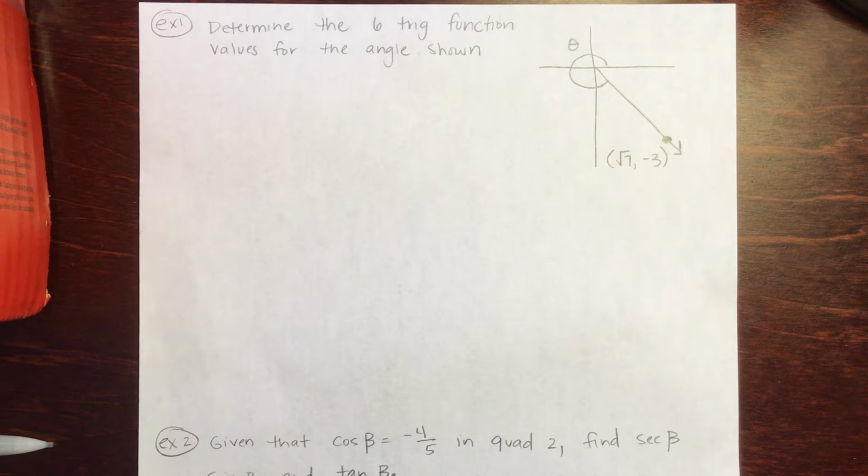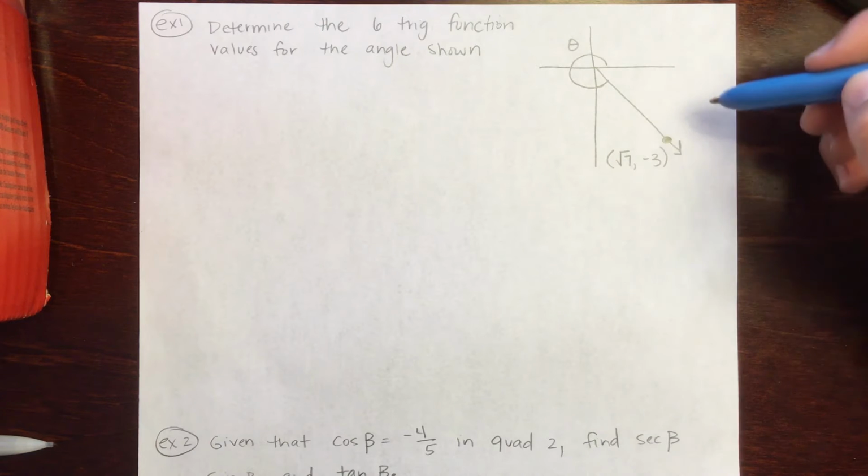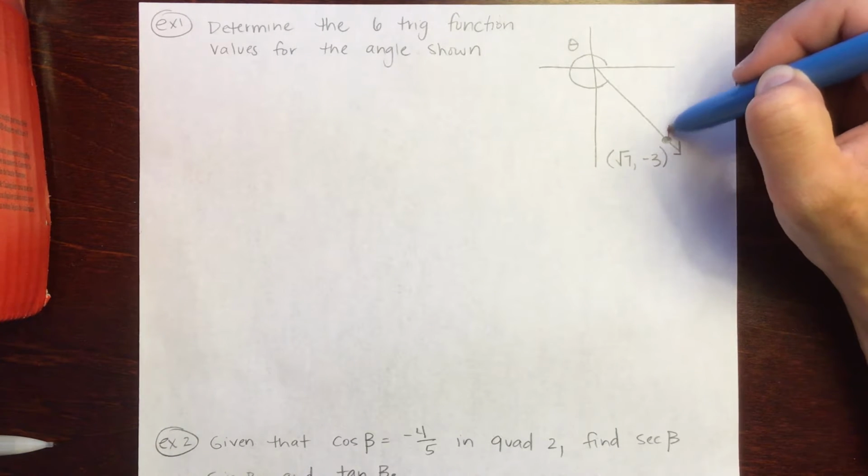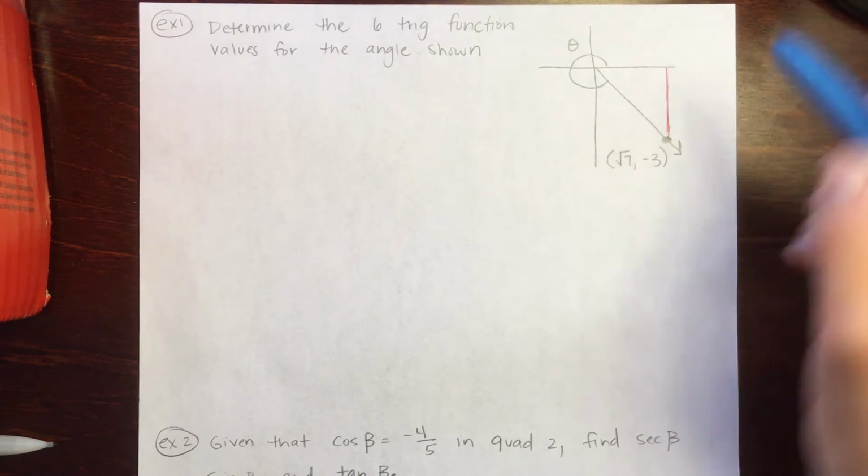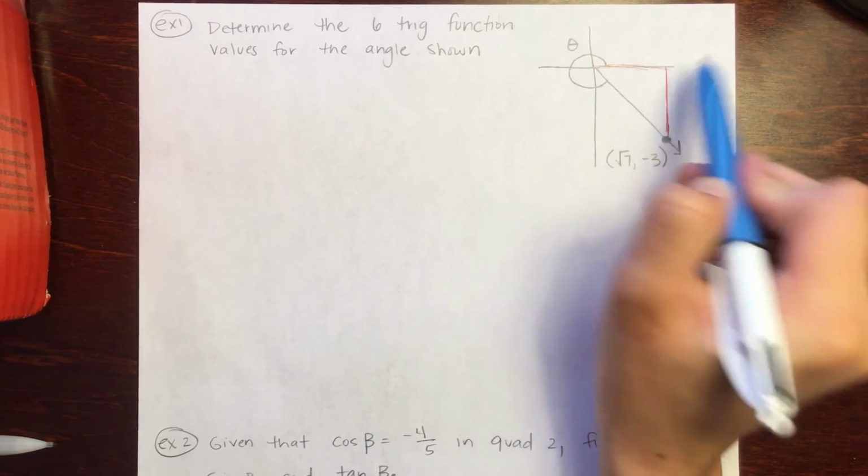Determine the 6 trigonometric function values for the angle shown. All right, so let's do triangles like we've done before. I need to draw my triangle against the x-axis. So here's my slanted side. That means I want to draw my triangle down here against the x-axis.